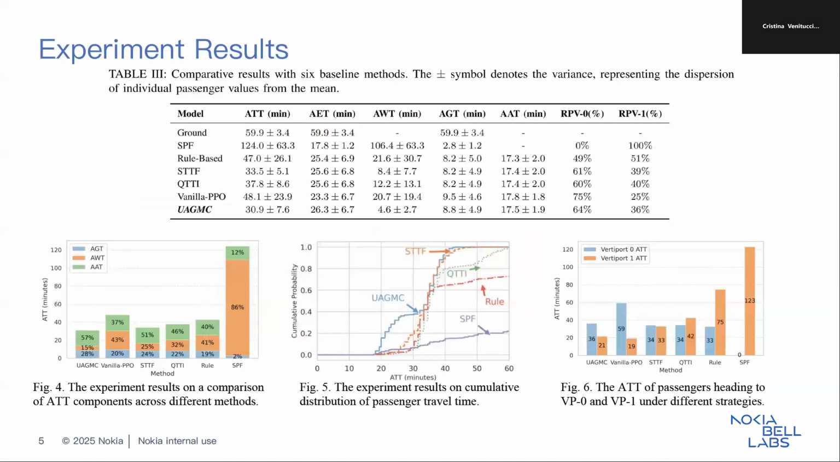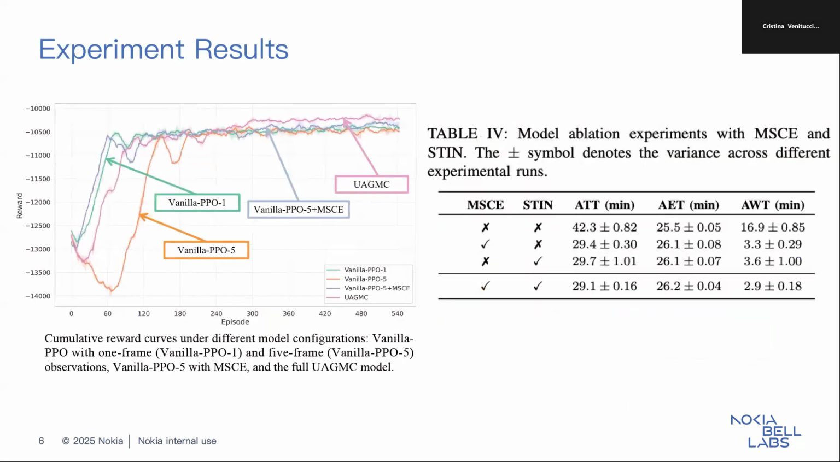We did many experiments against other baseline algorithms. The results show our algorithm UAGMC can reduce the passengers' travel time, the ATT, the average travel time for all passengers. We also did some ablation experiments that show the two blocks we proposed are useful.